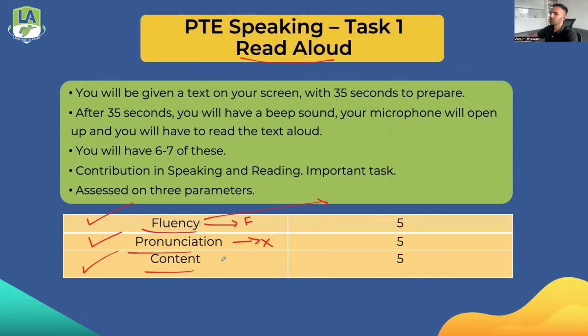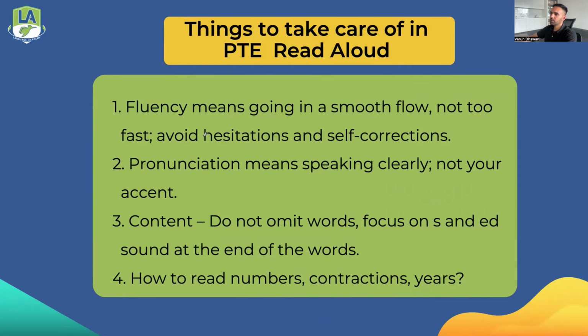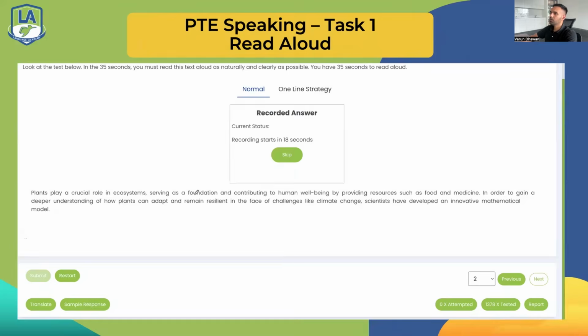Third is your content. Content is different in each and every question type, which I'll explain along with the questions when we have a look at each type of question. So as I've explained to you, fluency means going in a smooth flow, not too fast, avoiding any kind of hesitations and self-corrections. Pronunciation means you have to speak clearly. You do not have to worry about your accent. You have to pronounce all the words clearly in your natural accent.